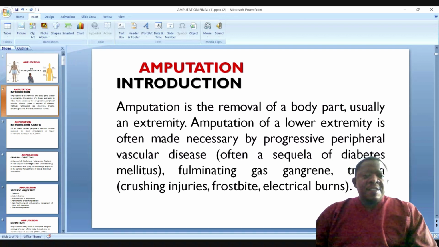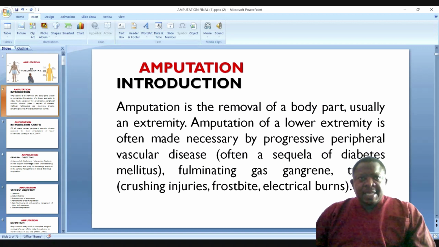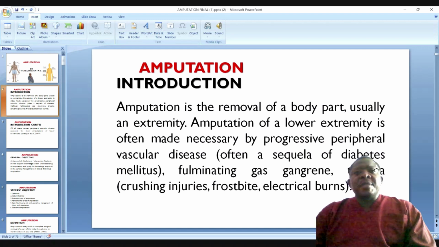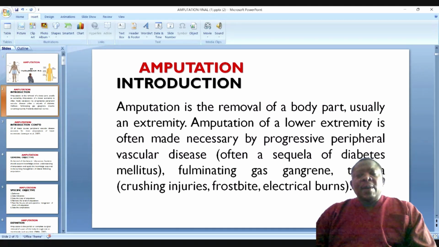Progressive peripheral vascular diseases are often seen as a sequel in diabetes mellitus. People with diabetes mellitus tend to have thicker blood because of a high glucose level. Hence, it becomes difficult for blood to flow in the capillaries. There will be stagnation, leading to hypoxia to the peripheries. This is what brings in a problem in circulation.